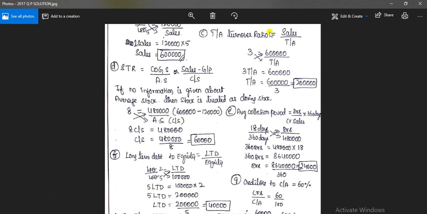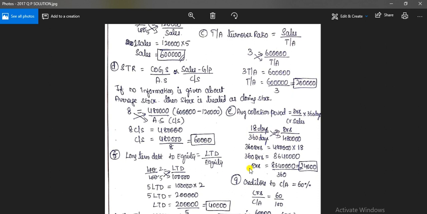So here, we worked on the days. 18 days is given in the problem. So 18 days divided by 360 days. We are cross multiplying here: debtors divided by credit sales equals 18 days divided by 360 days. Out of 360 days, 18 days is the average collection period.